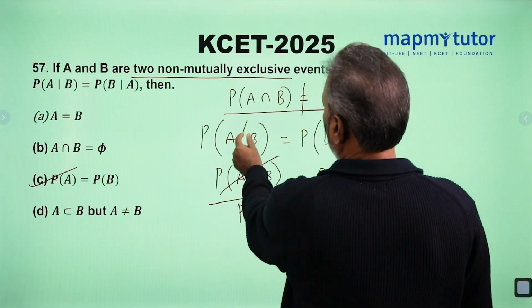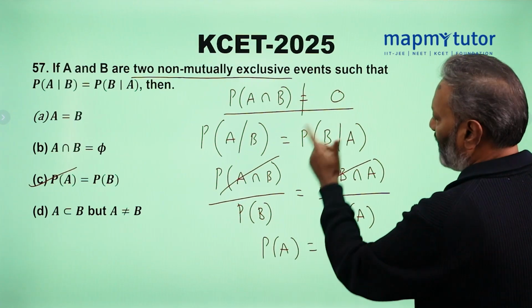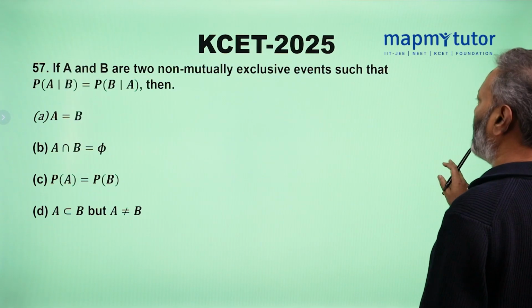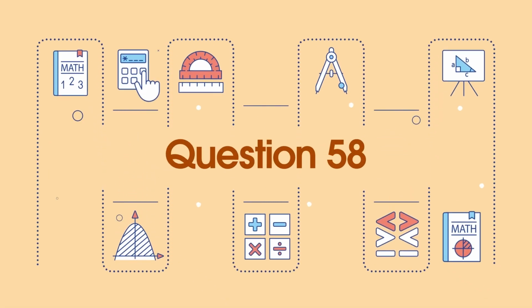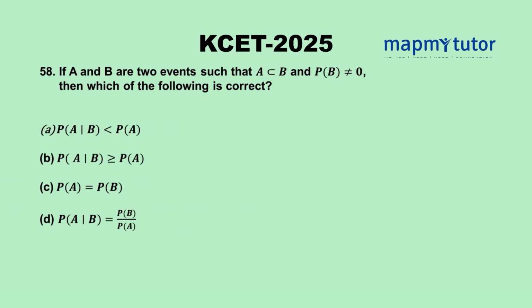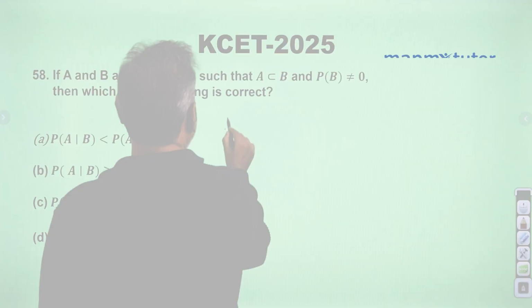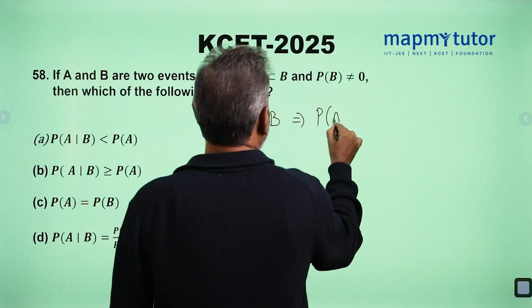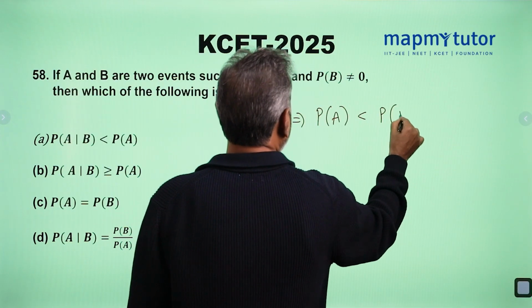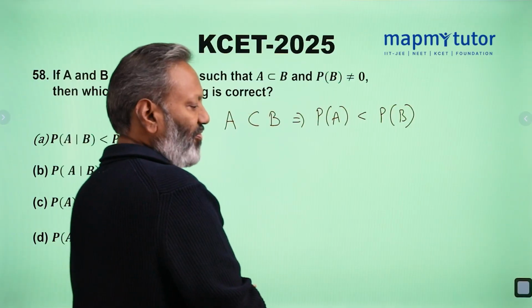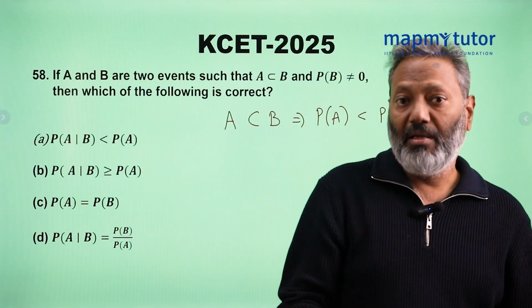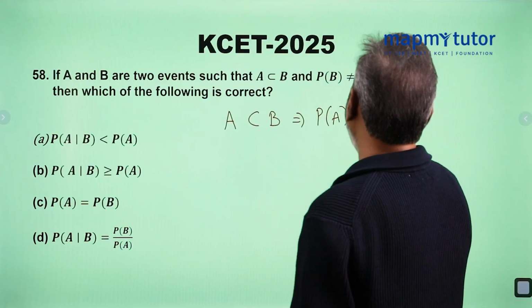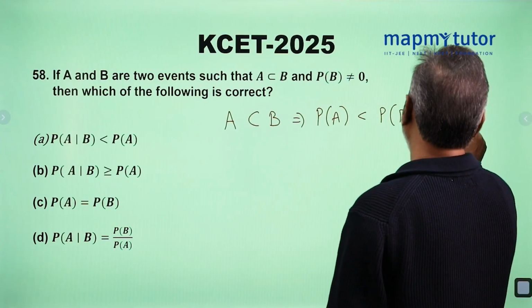So, simple formula based again. P of A given B is P of A intersection B by P of B. That is conditional probability. It is called conditional probability. If A and B are two events such that A is a subset of B, that means P of A is less than P of B. Definitely A will have fewer favorable points when compared to B. And therefore, the probability of A must be less than P of B. And P of B not equal to 0. Another condition.